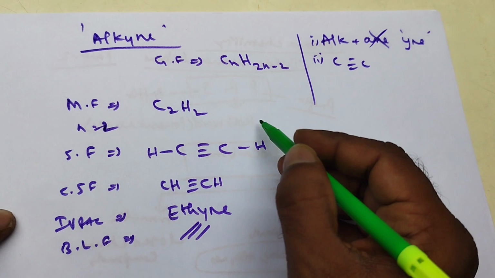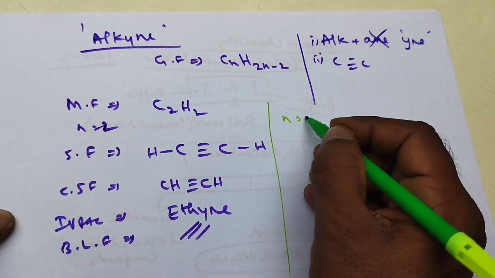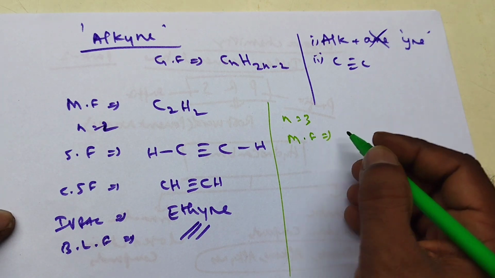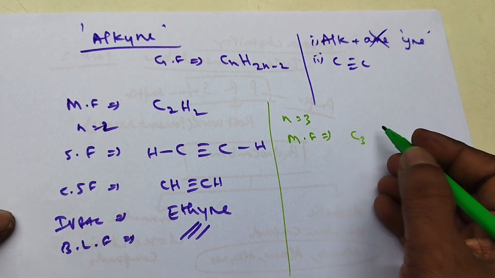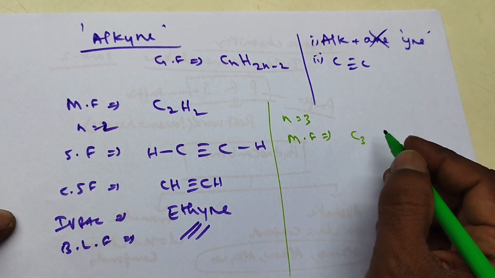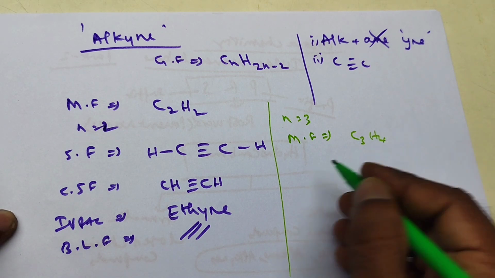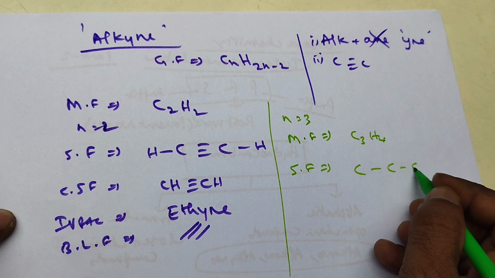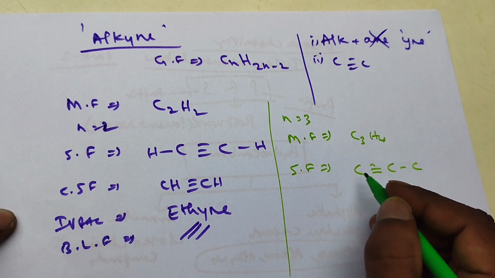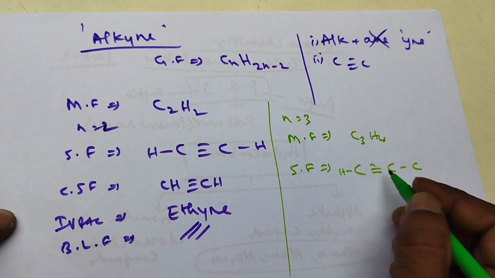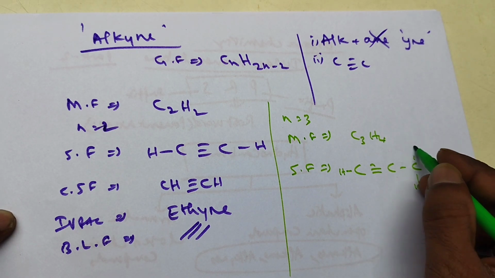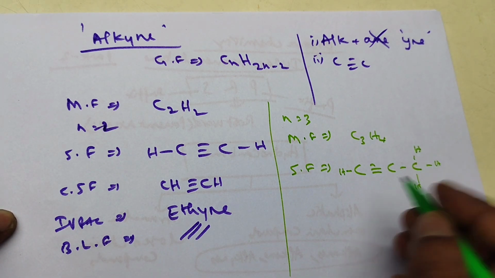Similarly, we have to write for N equal to 3. What is the molecular formula of the compound? C3H(2×3−2), that is, 6 minus 2 is 4, so C3H4. Structural formula, how can you write? You put 3 carbon atoms and a triple bond. Based on the valency, you have to fill in the hydrogen atoms. Here 4 valency is already there, so you should not put hydrogen atoms on the middle carbon. So in this way, you are right.